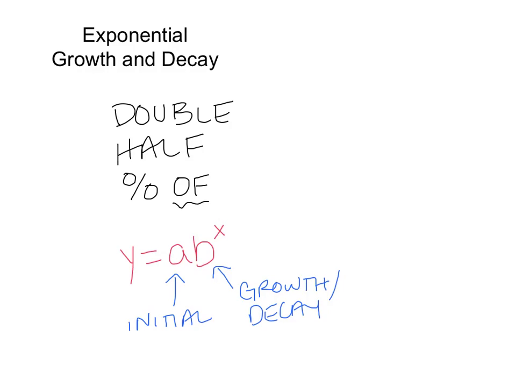The last thing that we have is the x. x represents the number of times it goes through that multiplication. How many times does it get doubled? How many times does it get cut in half?